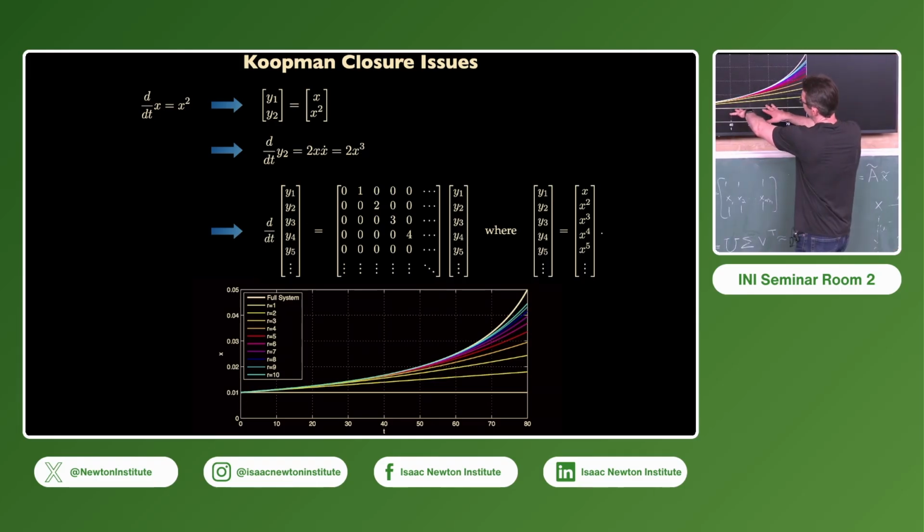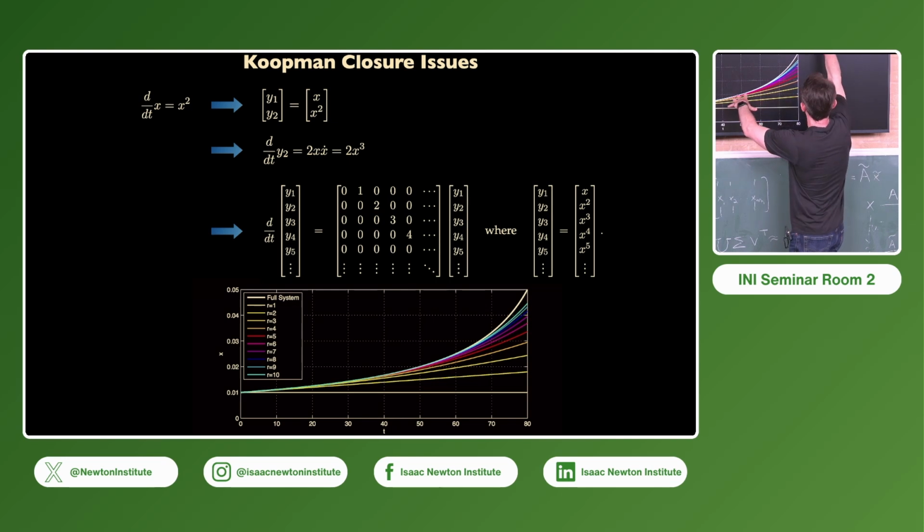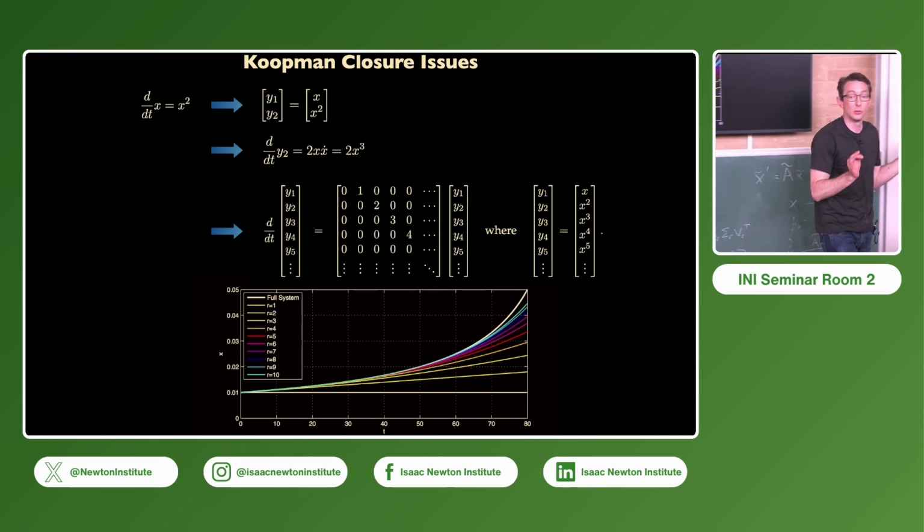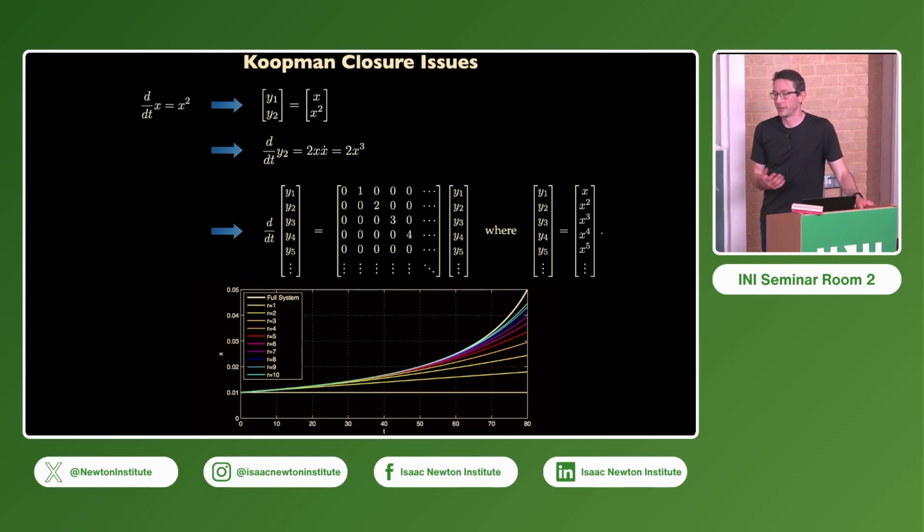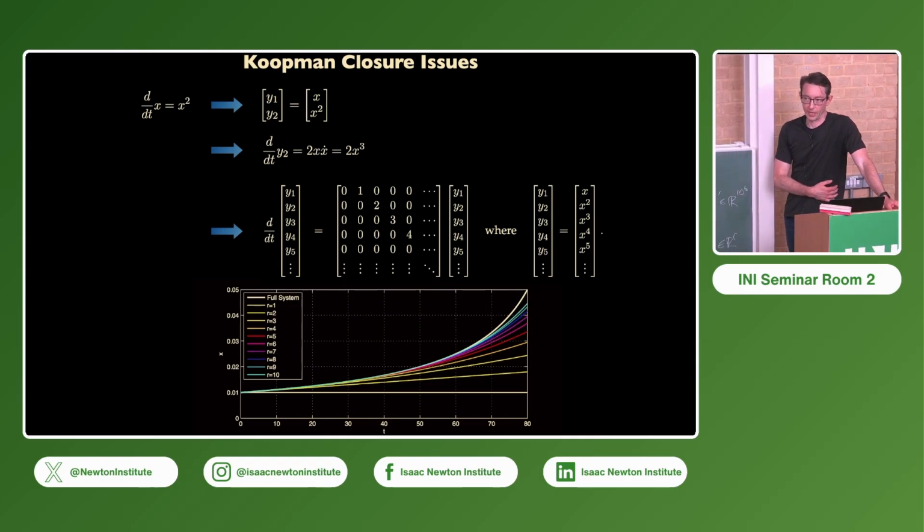Now you can get some approximation like this. If I increase the order of my approximation, I do get better and better for some time horizon. It can be useful, but there's a fundamental limitation here. Everyone see the problem?